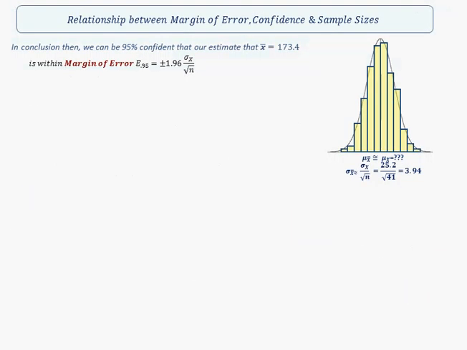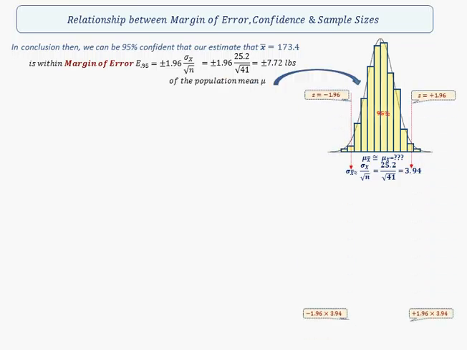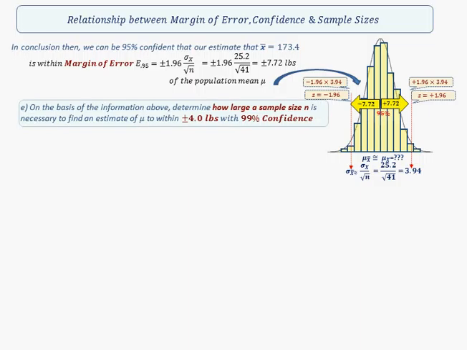Now we've just gone to another screen here, so this information is coming from the previous screen. We know that for 95% confidence, the z-score is 1.96 times your standard error, which gives us our margin of error of 7.72 pounds. Now comes the interesting part. On the basis of the information above, how large a sample size n is necessary to find an estimate of the population mean mu with plus or minus 4.0 pounds error with 99% confidence?